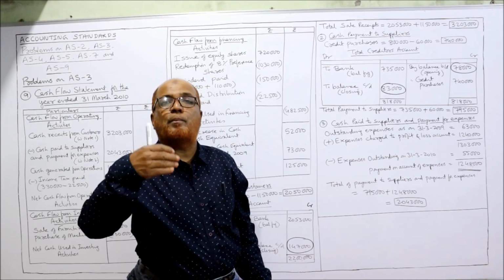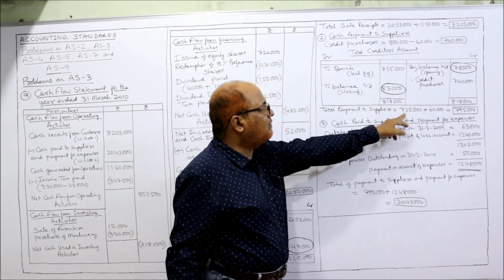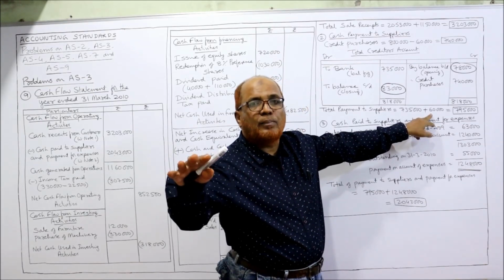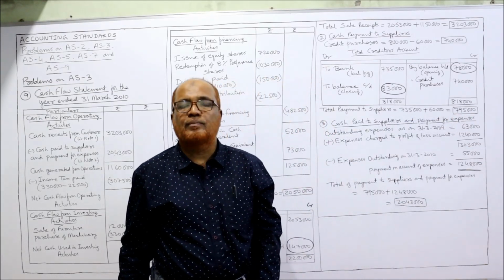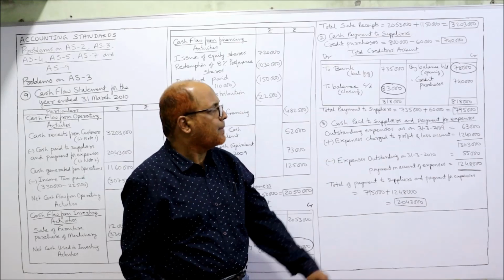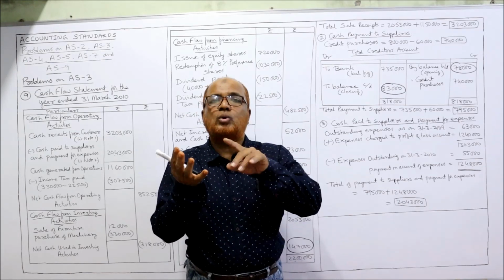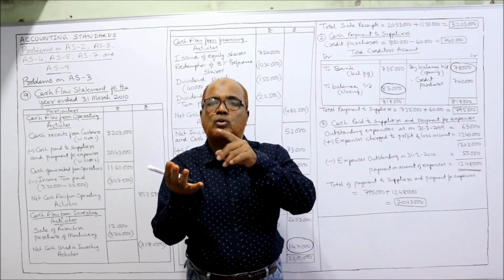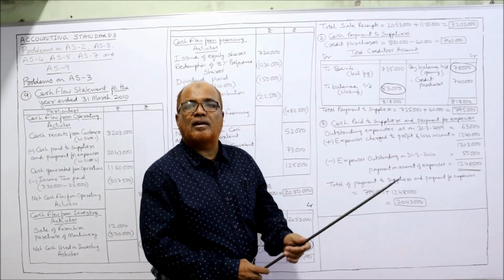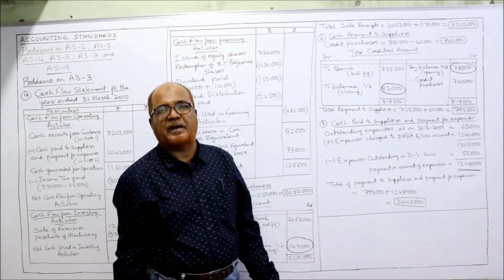And how much are the cash purchases? 60,000. Add up both. 7,35,000 is the payment made to suppliers, 60,000 are the cash purchases. The total payment is 7,95,000. 7,95,000 is the amount paid to suppliers. Right? Now, cash paid for expenses. Actually, we need the total payment made to suppliers and total payment for expenses. This is combined together. So far we have calculated payment made to suppliers. Now we will find out how much are the cash expenses paid.